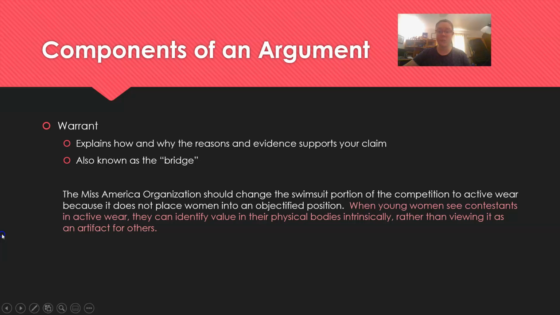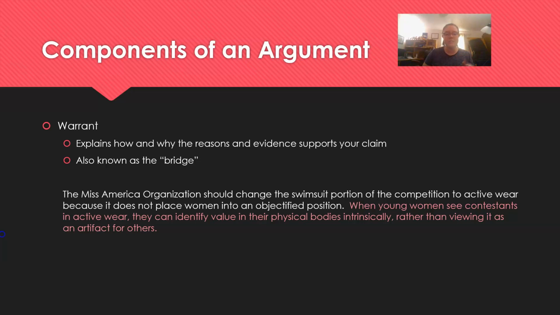Moving on to the next component, we want to look at warrants. Warrants are often said to be one of the trickiest components of an argument to effectively write, especially in longer academic pieces. However, we've already been writing warrants to a great extent in our previous writing assignments. We just haven't called them warrants quite yet. Rather, we've been really calling them statements of relevance.